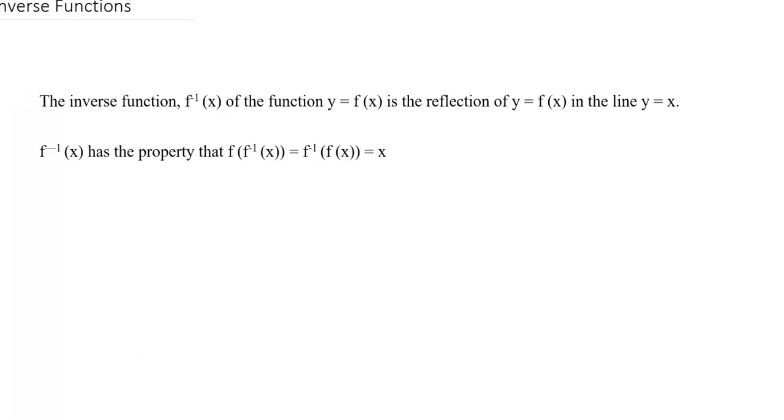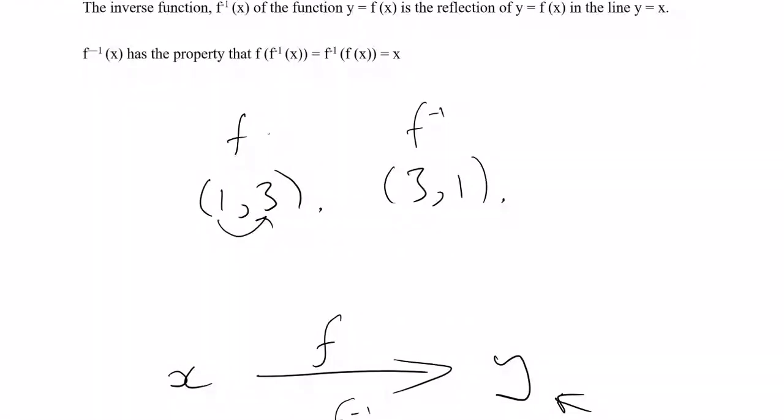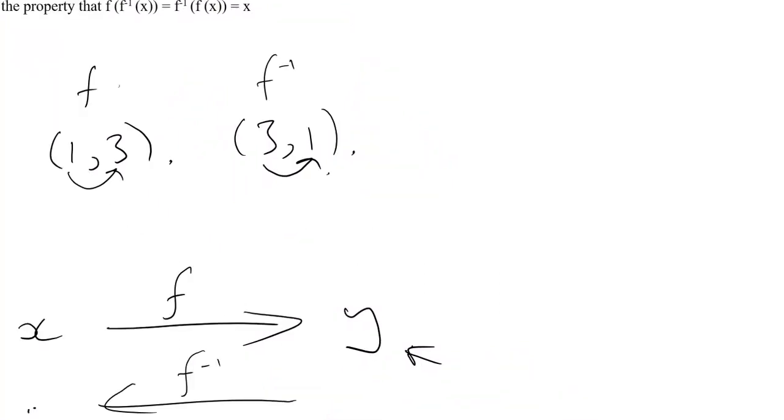Now, one of the interesting properties of that is geometric. For example, supposing you knew that f had the coordinate point (1, 3) in it. Well, in f⁻¹, we would have (3, 1) in it. Of course, because the original function mapped 1 to 3, so the inverse function maps the 3 into the 1. And so this creates an interesting property.